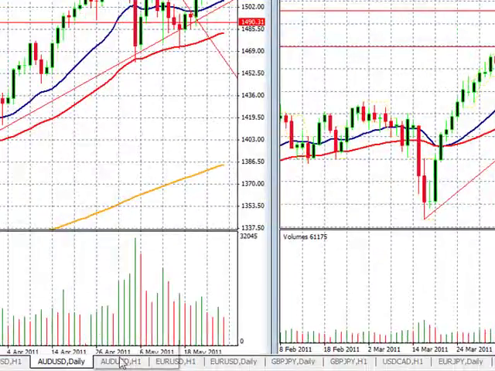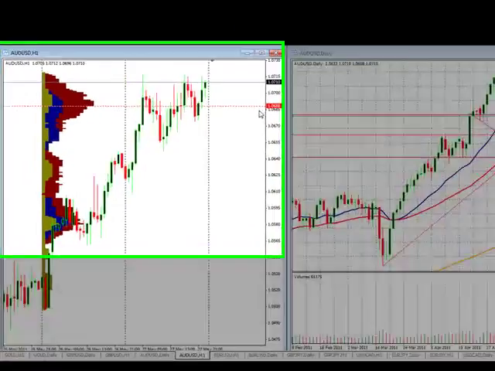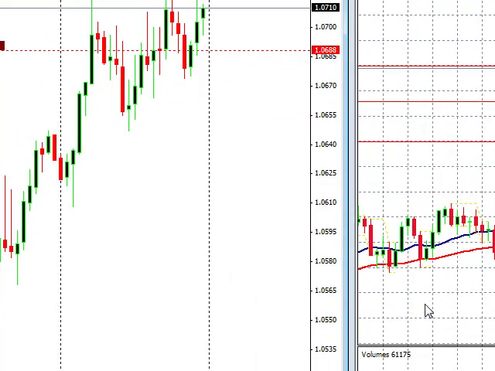Let's pull up our market profile. And here we can see the point of control is at 1.0688, so there is some volume support just below us.